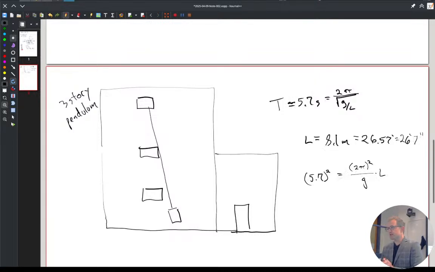So when I measured it down the hallway, I got 26 feet 8 inches. Pretty darn good, right? Yeah. So what was our L approximation? We approximated 26 feet 7 inches because 0.57 multiplied by 12 inches ends up being like 7 inches.